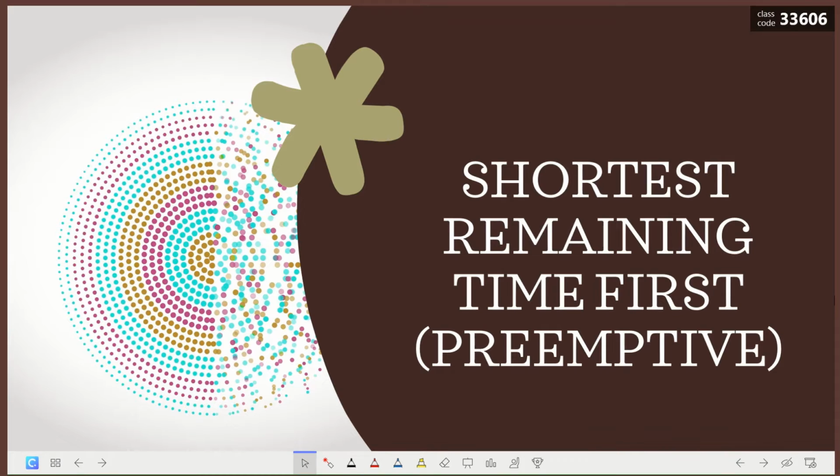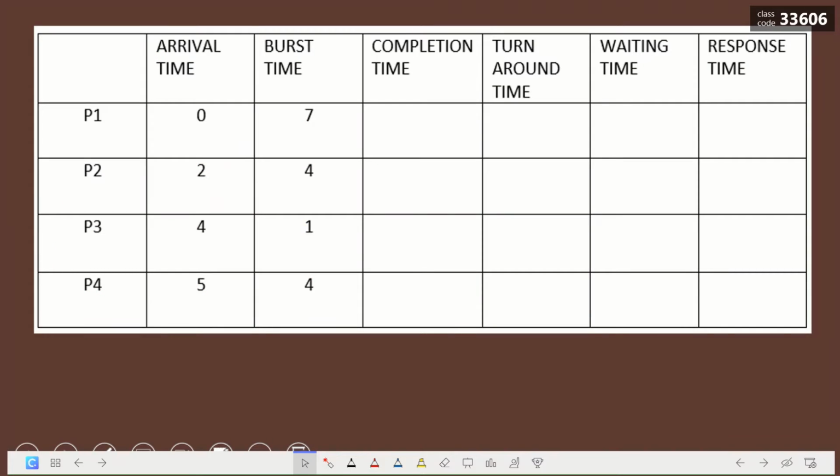Good day, everyone. So this video is all about the shortest remaining time first. The mode is preemptive, so there will be an interruption based on the given burst time. Let's say I have here a table having the 4 CPUs from P1 to P4, and the arrival time of each CPU is 0, 2, 4, 5 and the burst time is 7, 4, 1, 4. In shortest remaining time first, we need to get the lowest burst time to be executed first.